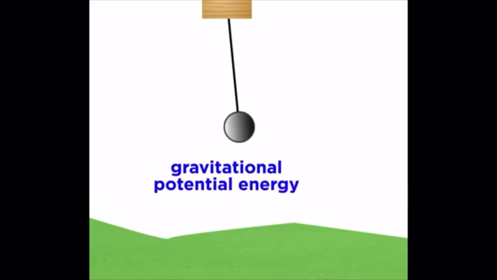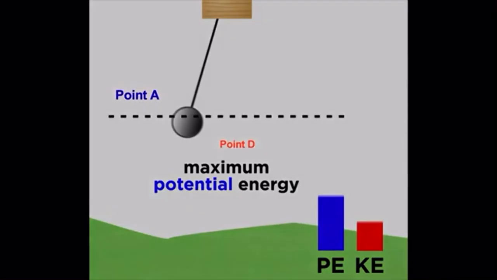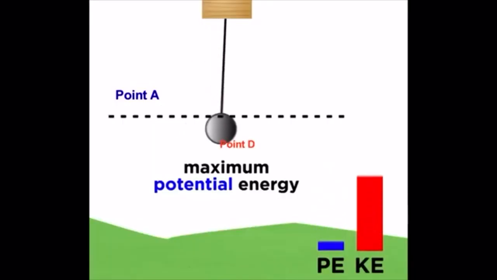So I already talked about the pendulum. I'm just going to show you a diagram that I've made. At the highest point, point A, the pendulum is momentarily motionless. All the energy in the pendulum is gravitational potential energy, and there's no kinetic energy.